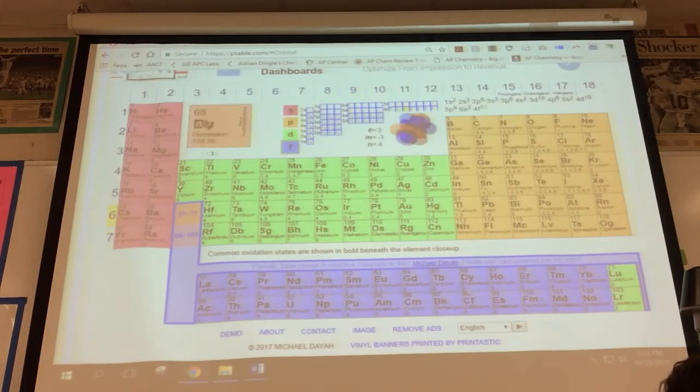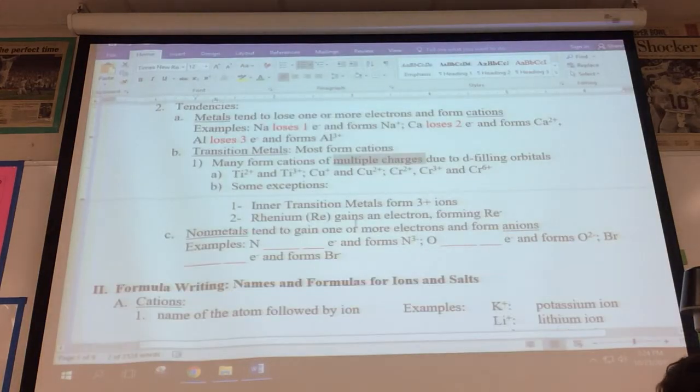Right there? That's the F block. Okay, because you want to know that for Wednesday as well. Now your transition metals have the ability to form cations of multiple charges. How many valence electrons do transition elements have usually?